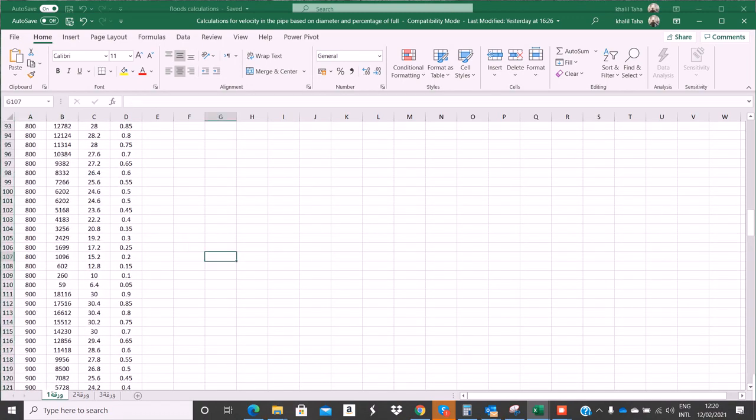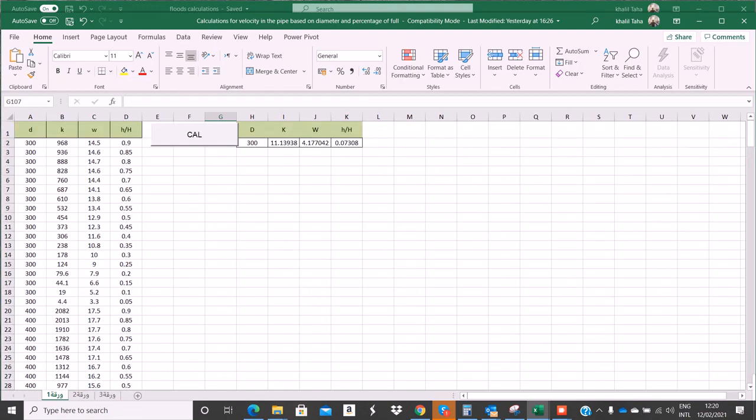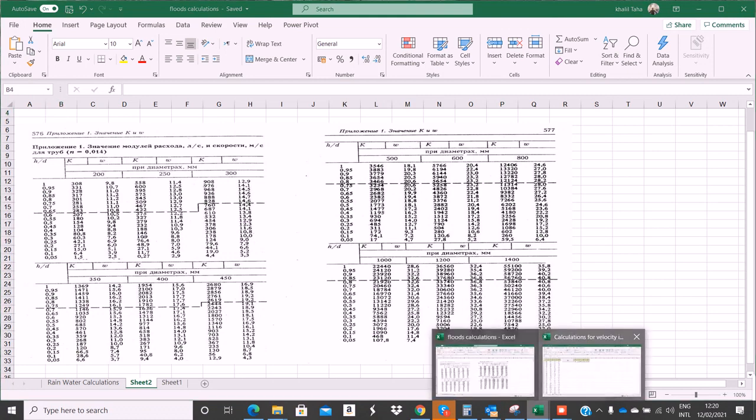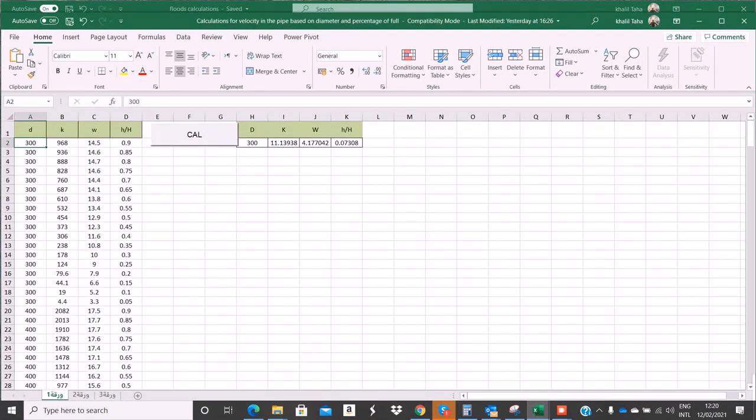Here you can find the KW. In other words, we took all the data from this diagram and put it in the Excel sheet here for each diameter. You will see for the diameter 300, we found the K, we found the W, and we found the H divided by D, which is the percentage of fluid in the pipe.